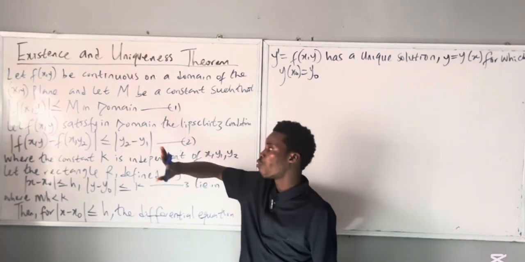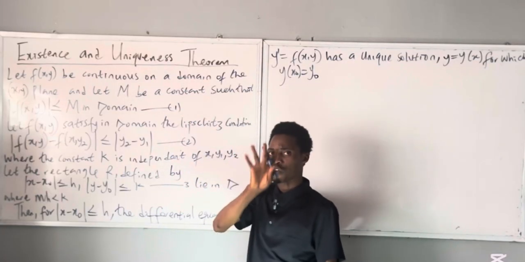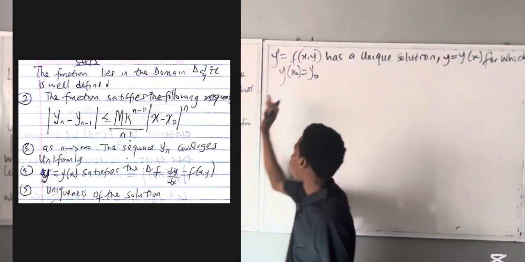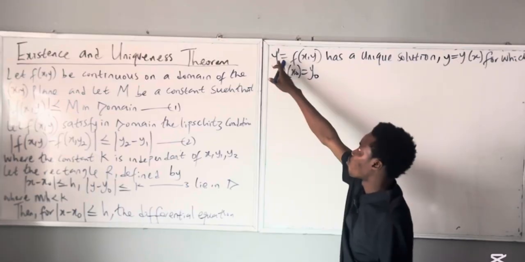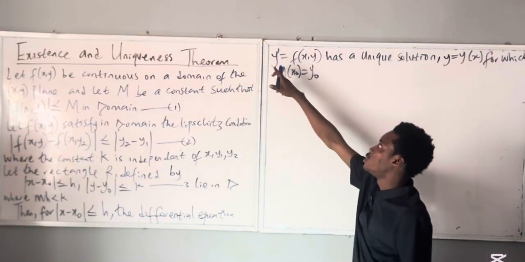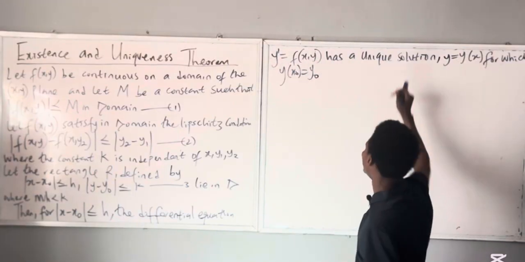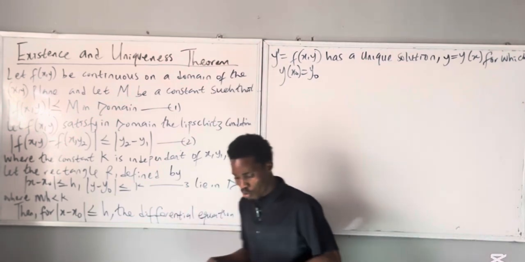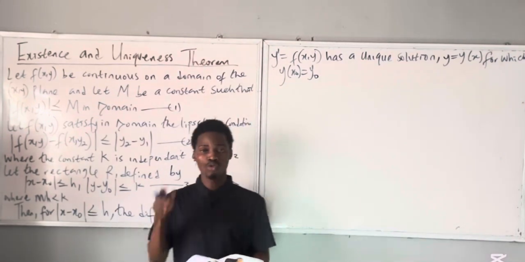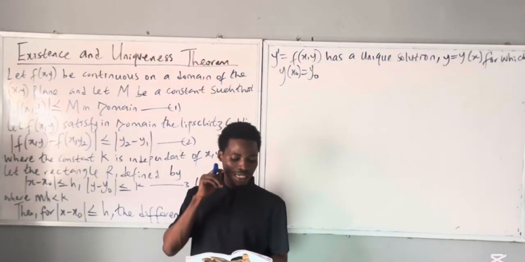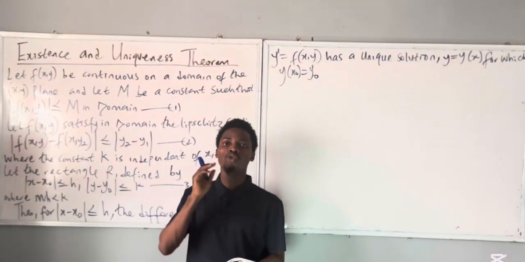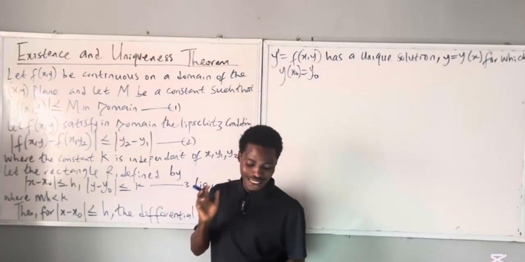For us to prove existence, we are going to show 4 steps. The last step is to show that y prime equals f of x y has a unique solution. So our first step to show that it exists is what? We prove that the function lies in the domain. Thus the function f of x y lies in the domain.